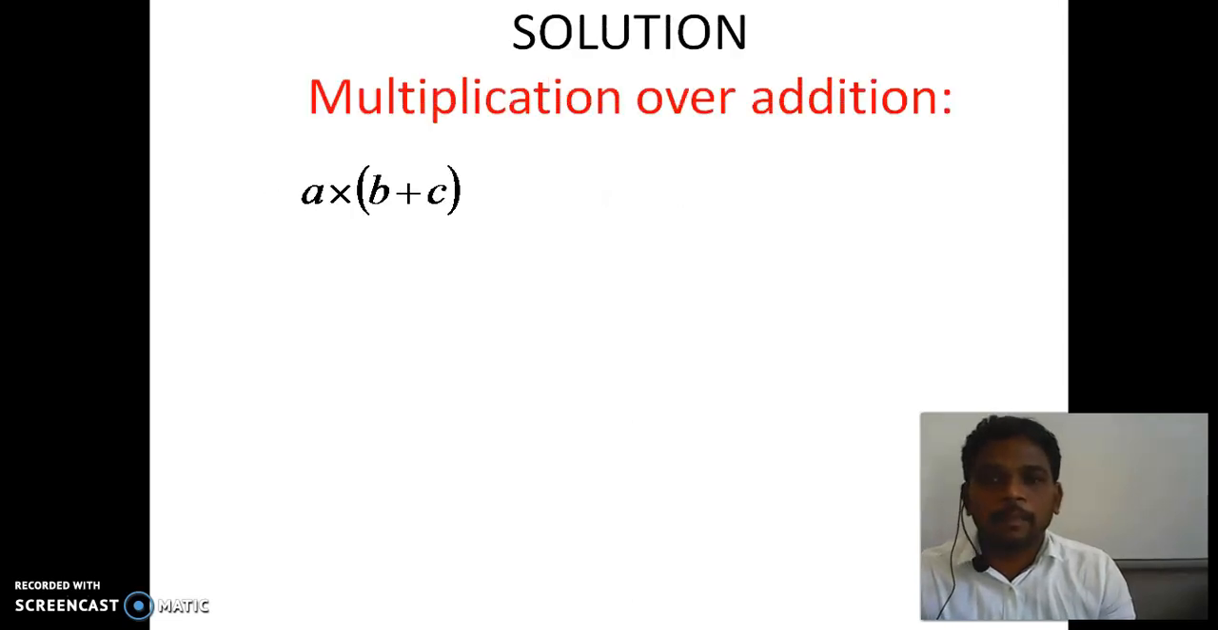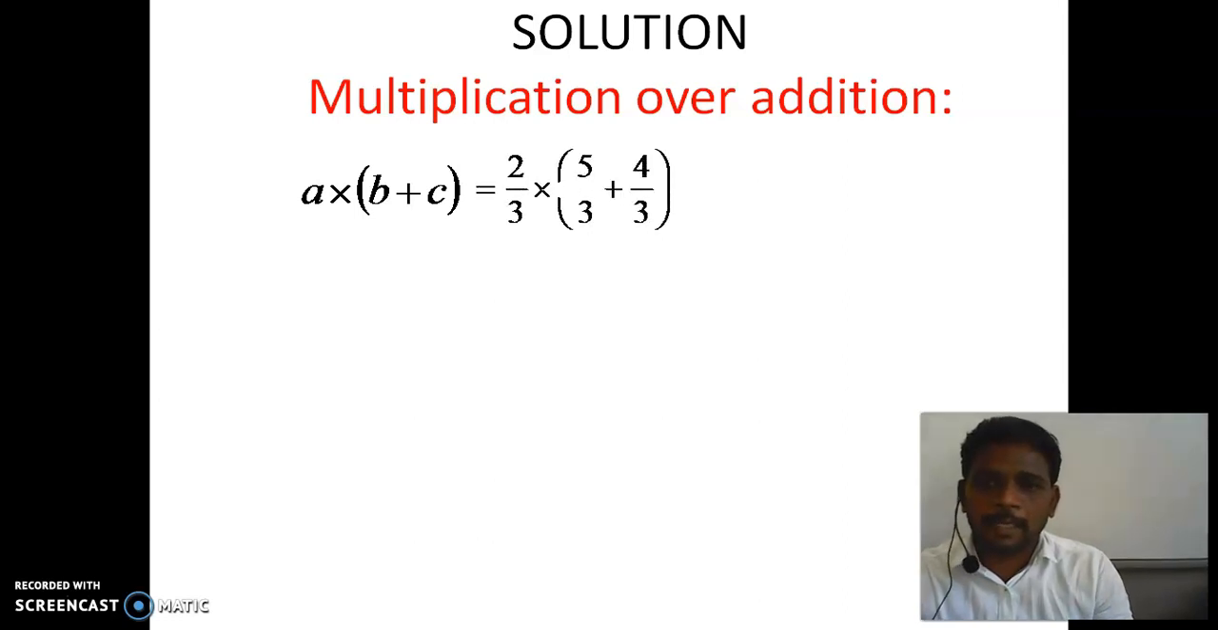So that is the value of the left hand side of the property. Here I just substituted the values of a, b and c with the particular operators. Then in the next stage, always first we have to simplify the numbers inside the bracket, right? Inside the bracket, 5 by 3 and 4 by 3 are there with the addition symbol. So in the next stage we are going to add these two rational numbers.